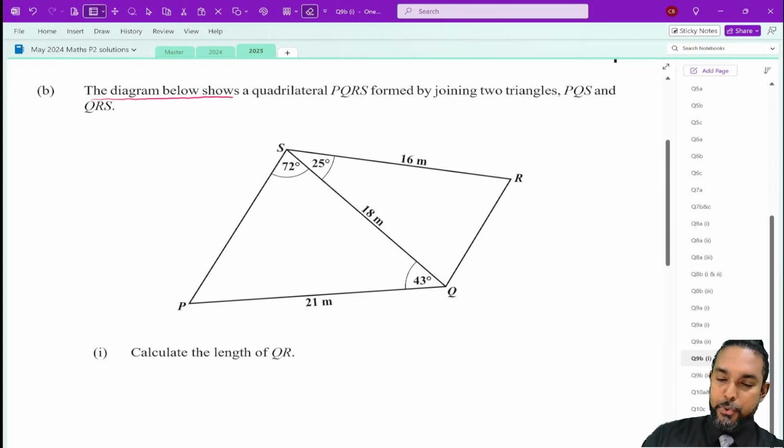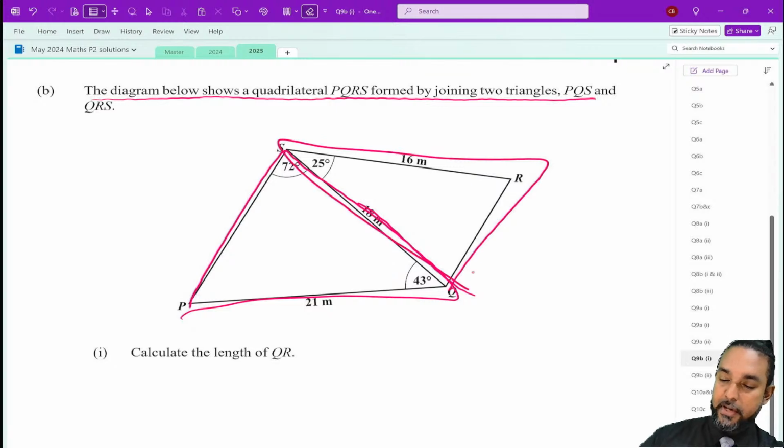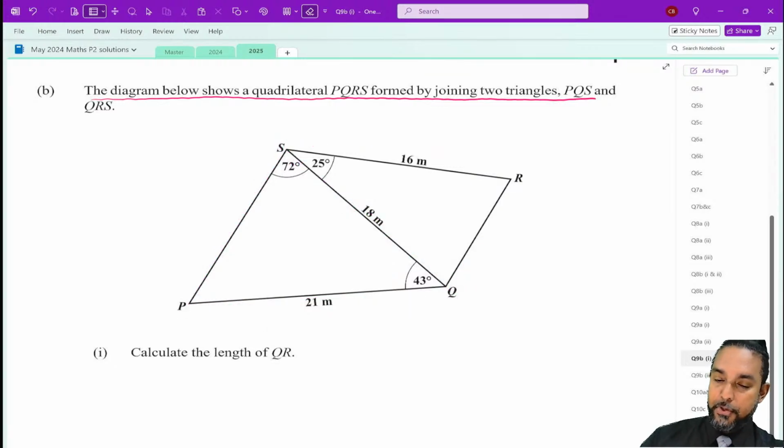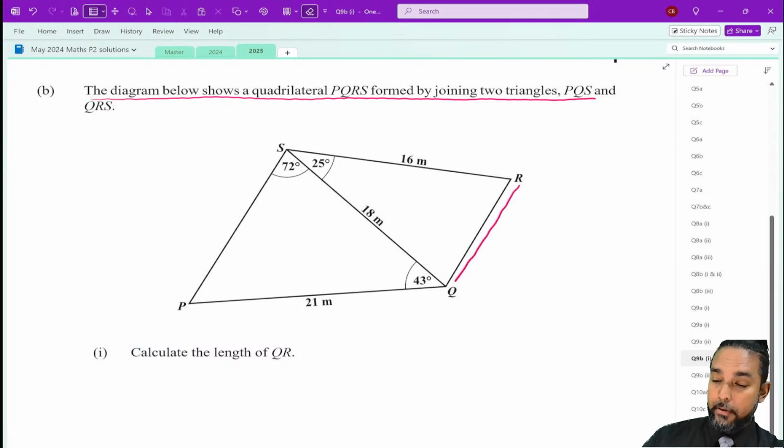So the diagram below shows a quadrilateral PQRS formed by joining two triangles. So PQS is one triangle, and then QRS is the next triangle. PQS was the left-hand side, and QRS is the right-hand side. Calculate the length of QR. That's this piece here. Now QR exists in a triangle where we have two of the adjacent lengths and the angle between. It's not a right-angled triangle, so we can't use basic SOHCAHTOA, but we know we have sine rule and cosine rule.